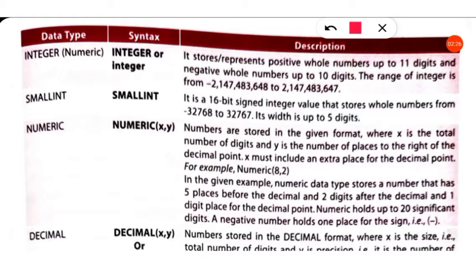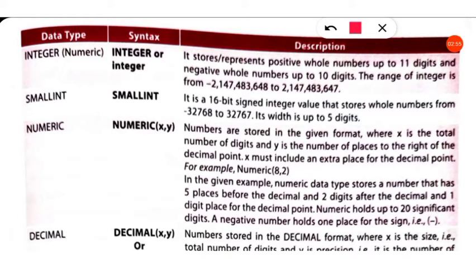First one is integer data type. We have to write it as integer. Since SQL is not a case sensitive language, capital and small letter both are same. So we can write like this, or like this, anyway.